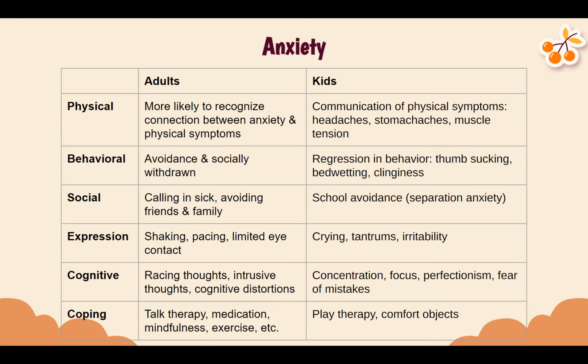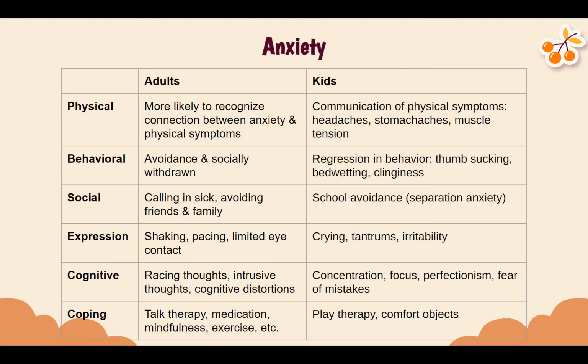Cognitively, as an adult, you might have racing thoughts, intrusive thoughts, or some cognitive distortions. Kids are having all of those things as well, but a lot of times they're not able to put into words what's happening inside their brains. So you might see a lack of concentration and focus, or, this is a big one, you might see kids trying to be perfectionists and get everything right and have a really big fear of mistakes.